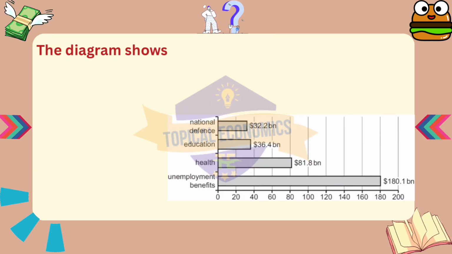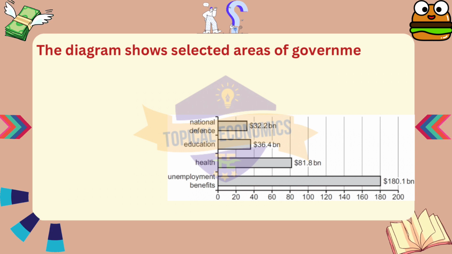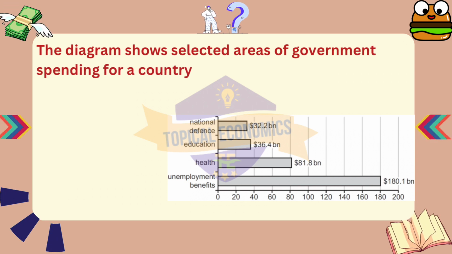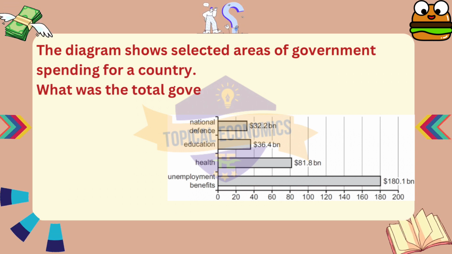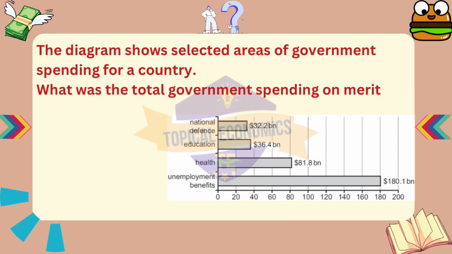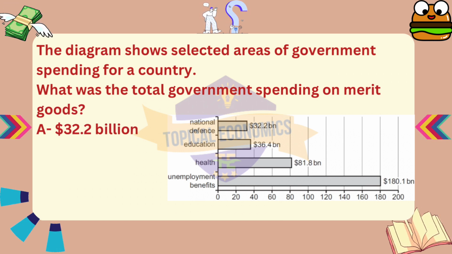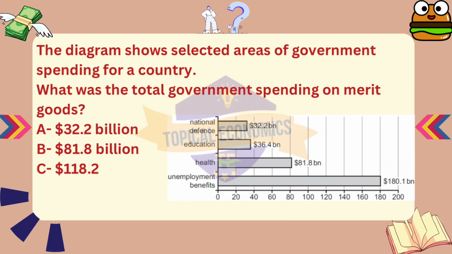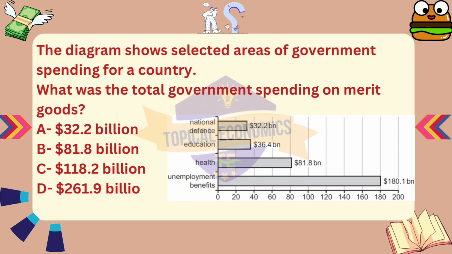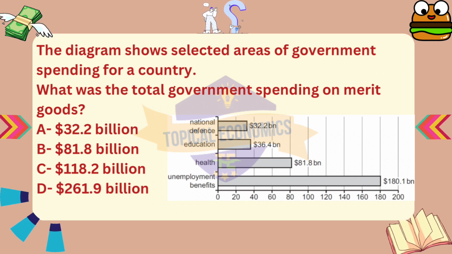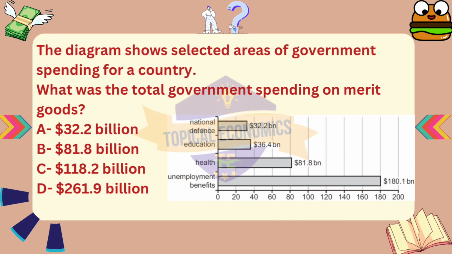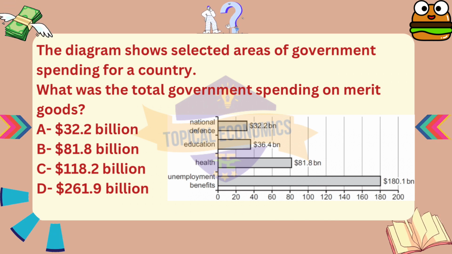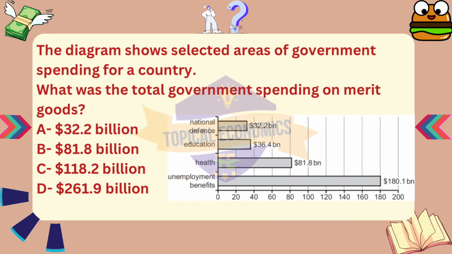Moving to question 11. The diagram shows selected areas of government spending for a country. What was the total government spending on merit goods? A. $32.2 billion. B. $81.8 billion. C. $118.2 billion. D. $261.9 billion. Reference: 2021 February-March version 2. The correct answer for this question is option C.